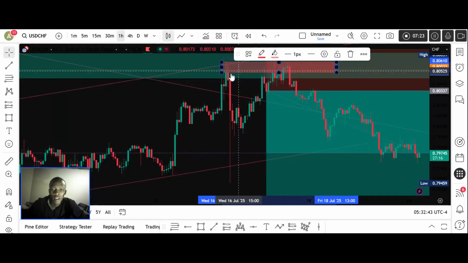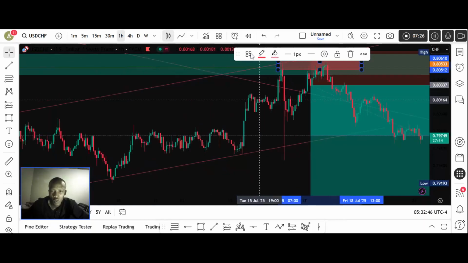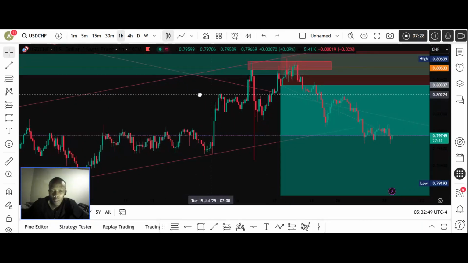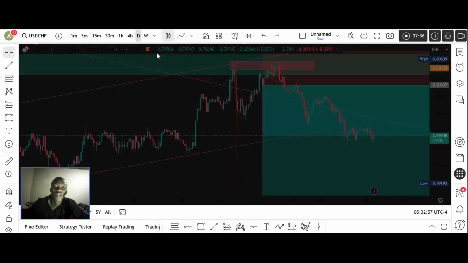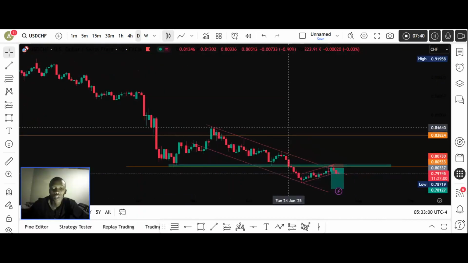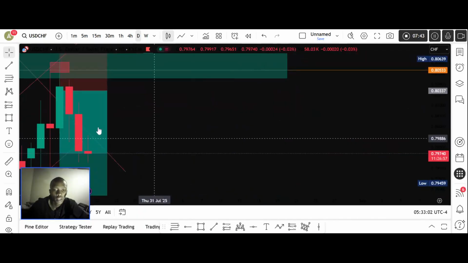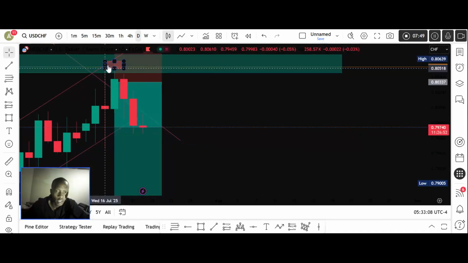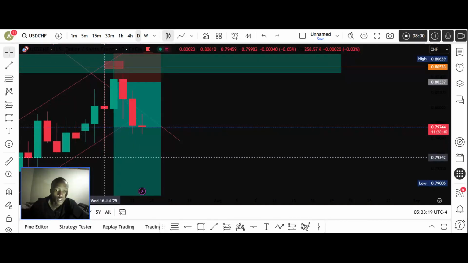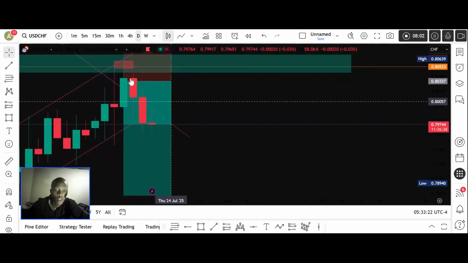So I mark it like this. If ever the price comes to test, then it goes down. As you can see, this candle, what do you call it? We call it a doji candle. The body is in between, it's equal. It comes to retest there and it goes down, so the body is equal. So it's a doji candle.